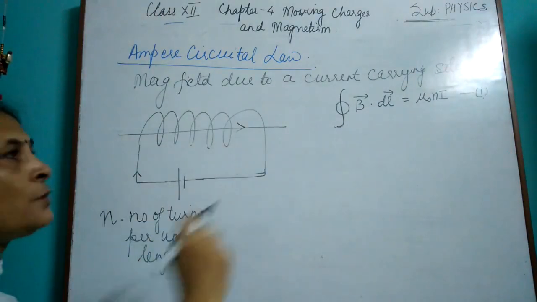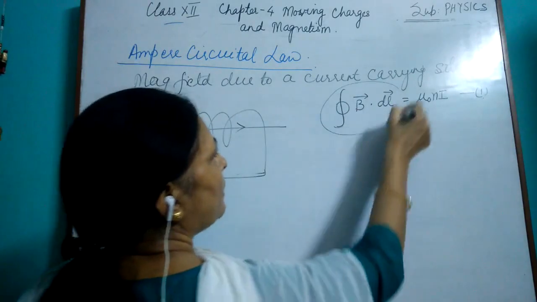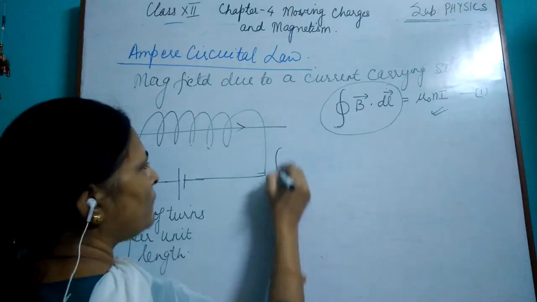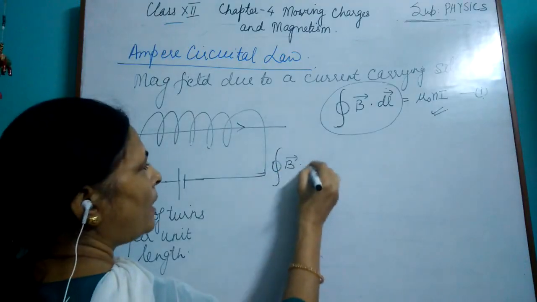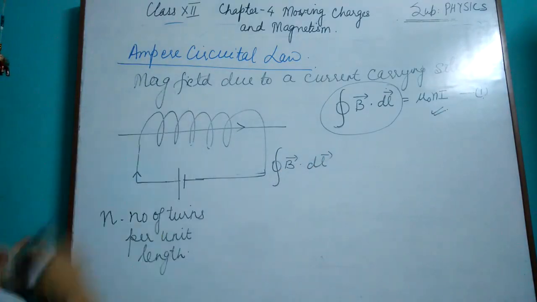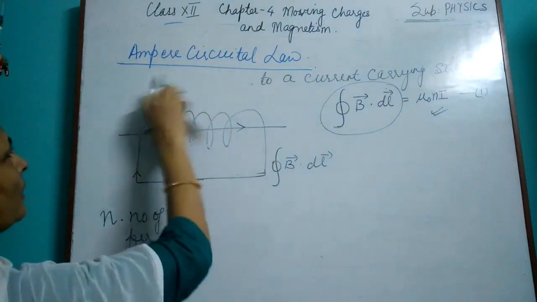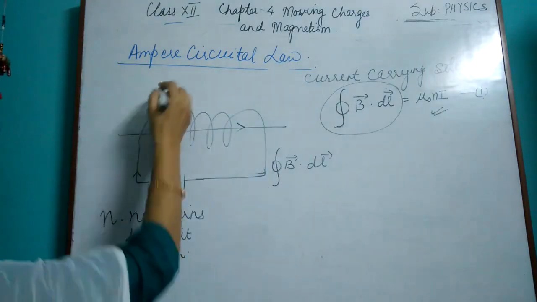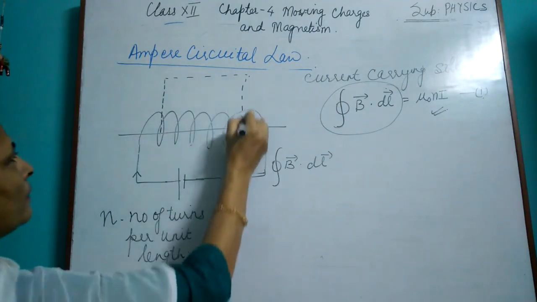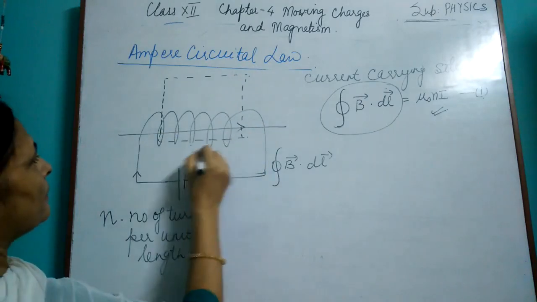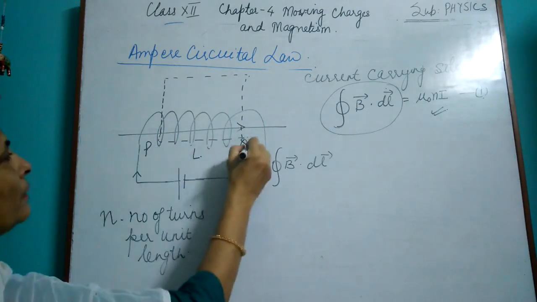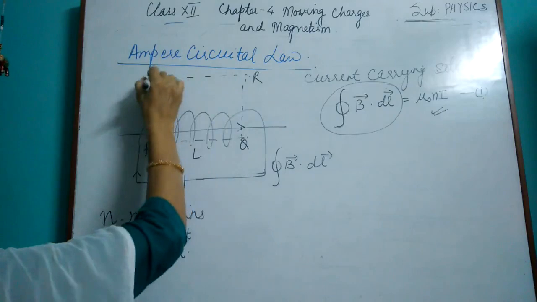Now the second step is to find out the value of this and then equate it to this value. For finding out this value, I have to draw the Amperian loop. I consider an Amperian loop of say length L. I can have it as P, Q, R, S.